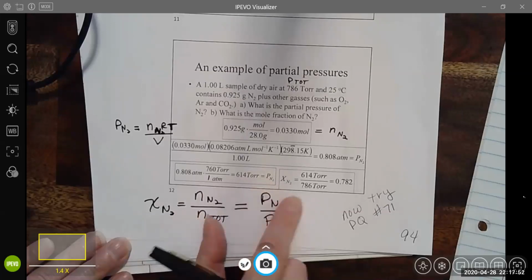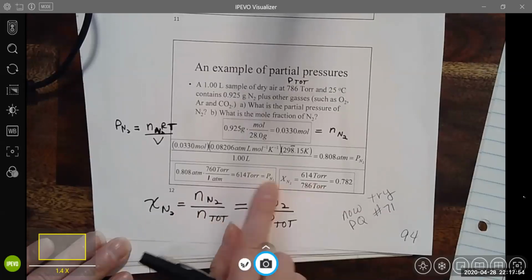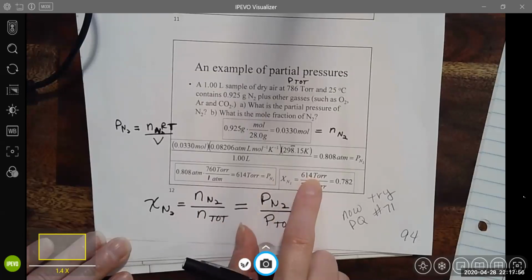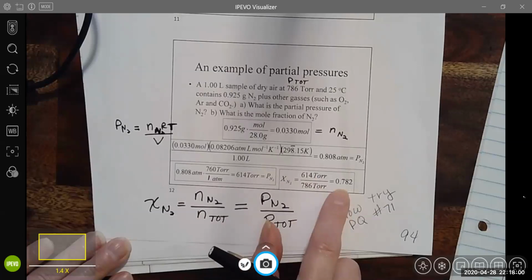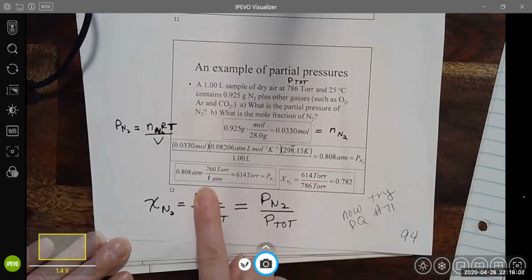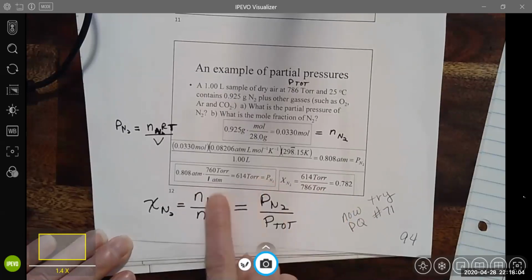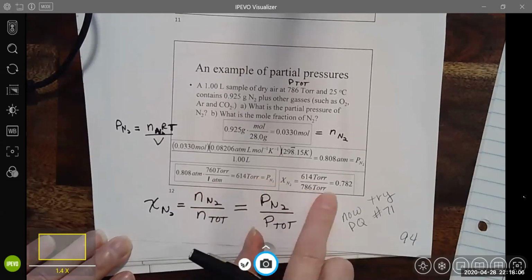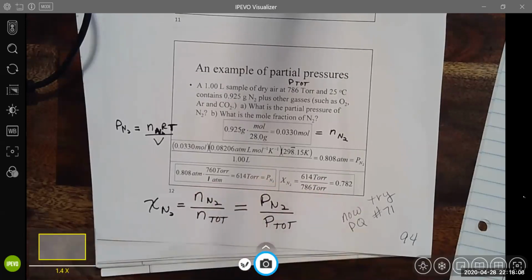So now I'm going to take that pressure. Now we're going to use this, right? So the pressure of nitrogen, 614, divided by the total pressure given is my mole fraction, because that's also equal to the mole fraction, and so is that. And so that comes out to 0.782. So that's my mole fraction of nitrogen.